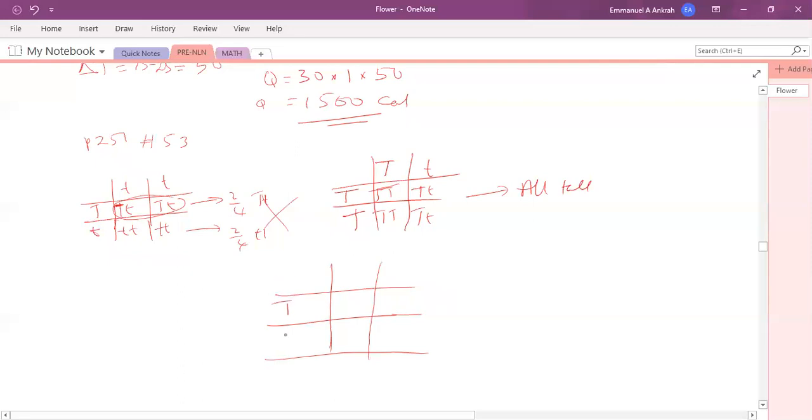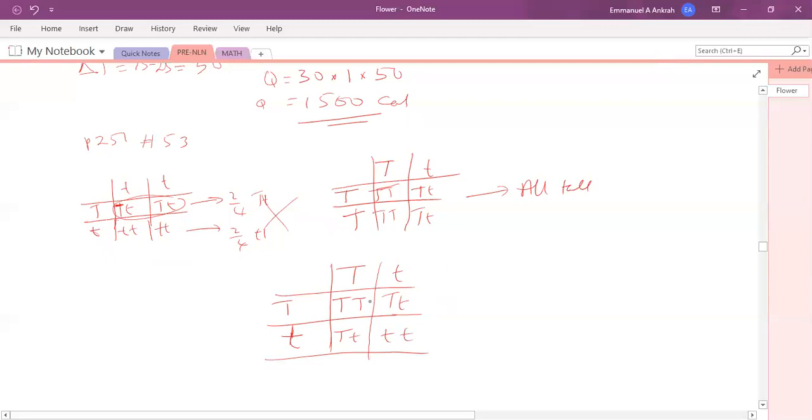So you want T, T, lowercase t, and uppercase and lowercase. So this is uppercase, uppercase. This will be uppercase, lowercase, and then T, T. Okay, right.